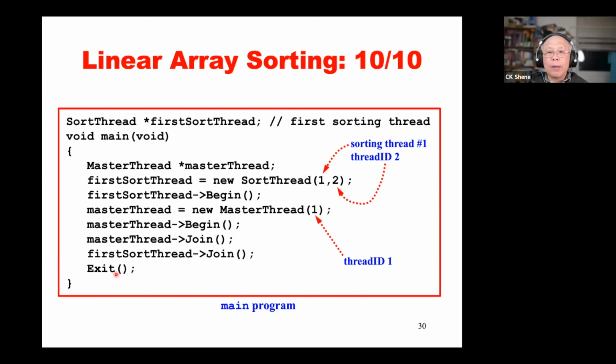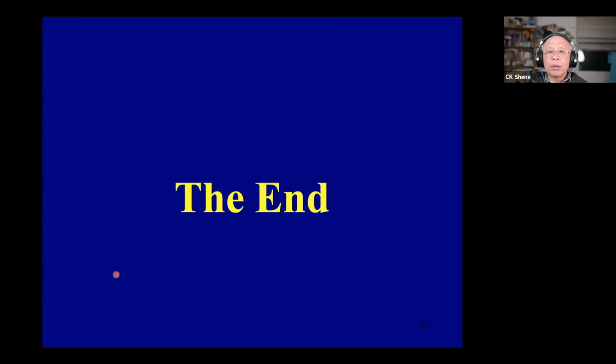So this program looks a bit long, but the idea is very simple. If you understand the diagrams we illustrate to depict how a linear array is sorted by use of multiple threads, this program is quite straightforward. So this is the end of this short discussion. And this is also the end of message passing.